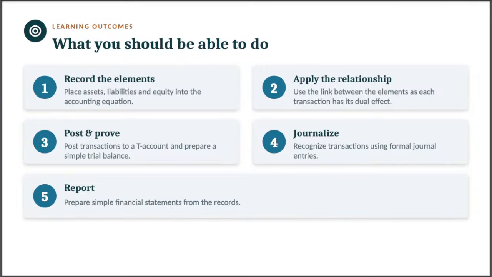So, look at our learning outcomes here. What you should be able to do after this presentation. I have it condensed. We should be able to get through this within an hour. We'll be able to record the elements, place assets, liabilities, and equity into the accounting equation. We'll apply the relationship and use each link between the elements, as each transaction has its dual effect, hence double entry. Post and prove. We'll post transactions to a T account and prepare a simple trial balance.